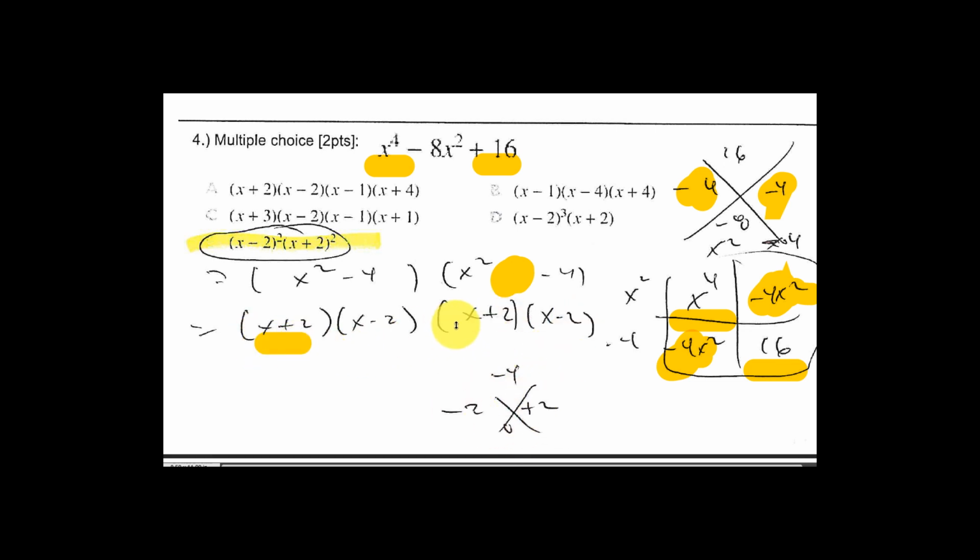And so you have two of those, 1, 2. That's x plus 2 squared, and then x minus 2, there's 1, 2. So that's x minus 2. That is your answer.